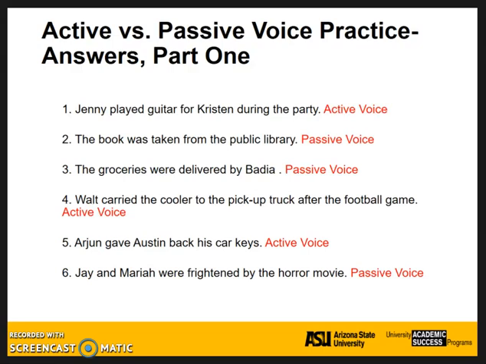Sentence 4 is in active voice because the subject of the sentence, Walt, is performing the action carried. Sentence 5 is in active voice because the subject of the sentence, Arjun, is performing the action gave. And sentence 6 is in passive voice because the subjects of the sentence, Jay and Mariah, are acted upon by the actions of the verb were frightened.